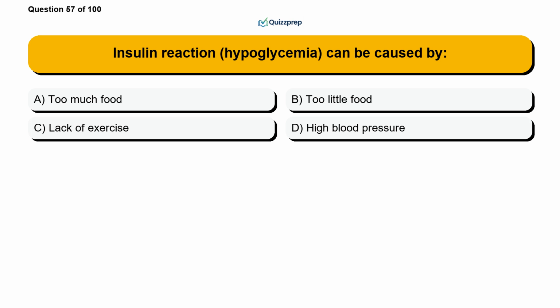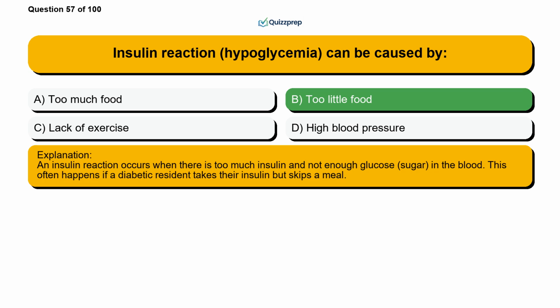Question 57. Insulin reaction, hypoglycemia, can be caused by option A, too much food, option B, too little food, option C, lack of exercise, option D, high blood pressure. The correct answer is option B, too little food. An insulin reaction occurs when there is too much insulin and not enough glucose, sugar, in the blood. This often happens if a diabetic resident takes their insulin but skips a meal.